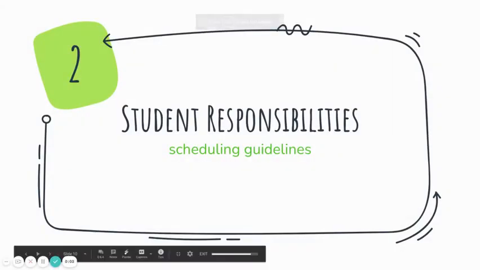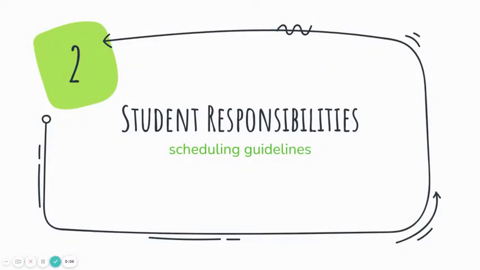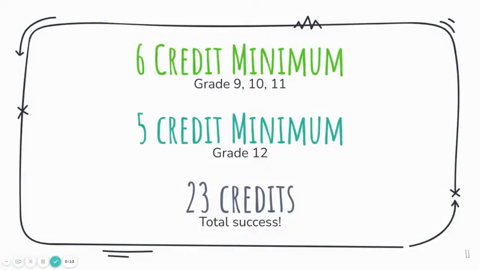Part 2 is about student responsibility, scheduling guidelines, and your action steps to participate in scheduling for the 21-22 school year. All students have a minimum credit value that they must take each school year. For grades 9, 10, and 11, you must have a minimum of 6 credits in your schedule. If you are a senior, you must have a minimum of 5 credits in your schedule. These benchmarks are essential in making sure that students complete all of the graduation requirements, which is 23 credits.